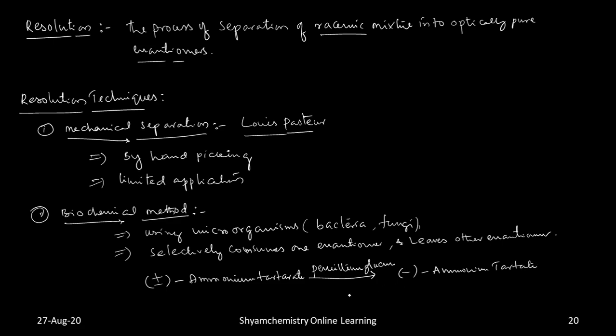in the solution. So the main drawback is that one of the enantiomers is lost in this process, and very dilute solutions are required to separate enantiomers in the biochemical method. That is the drawback in this method.